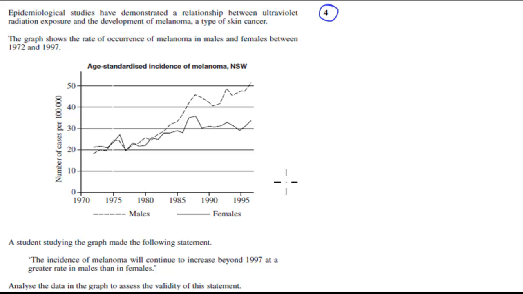Right, so the question itself is: epidemiology studies have demonstrated a relationship between ultraviolet radiation exposure and the development of melanoma, a type of skin cancer. The graph shows the rate of occurrence of melanoma in males and females between 1972 and 1997. And this is the data here. A student studying the graph made the following statement: the incidence of melanoma will continue to increase beyond 1997 at a greater rate in males than females. Analyze the data and graph to assess the validity of the statement.